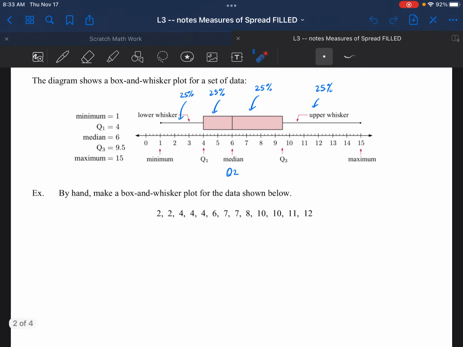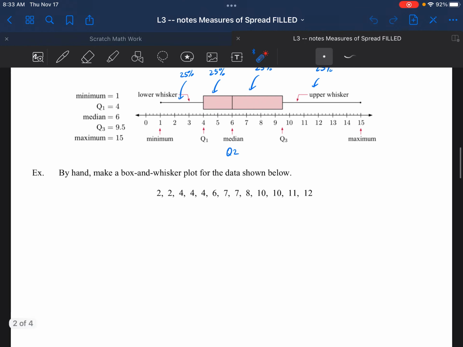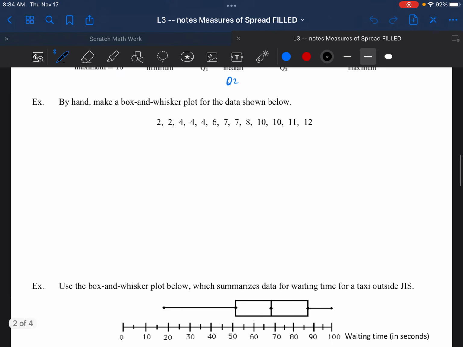Okay, these are ordered, right? But we want to make a box and whisker plot for this data. So the way I like to do it is to label the important points or locations with just a point and then make the whole plot.